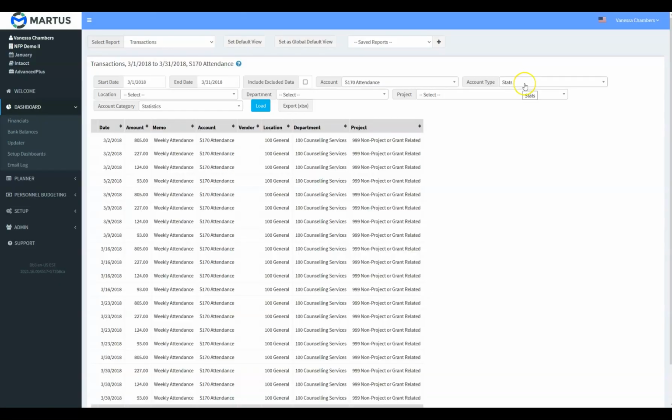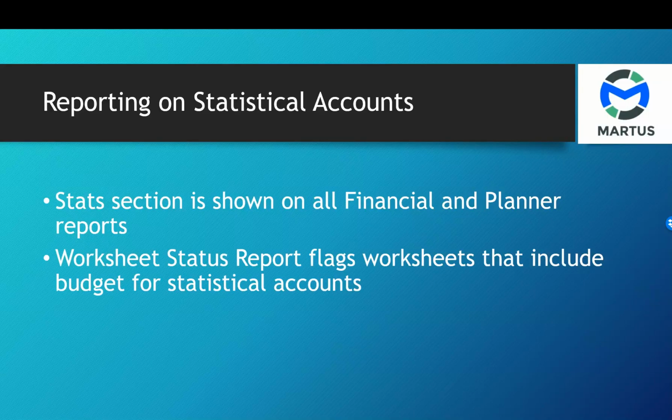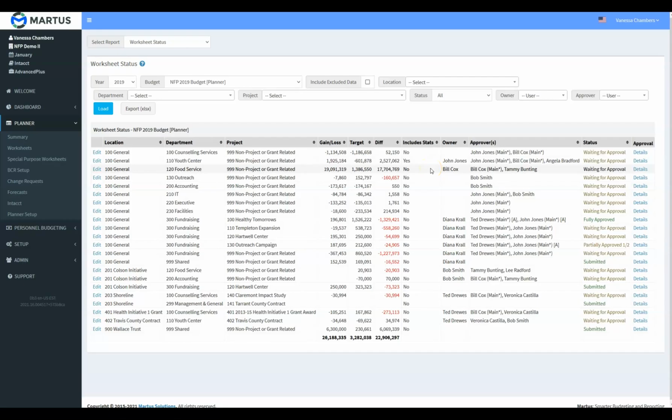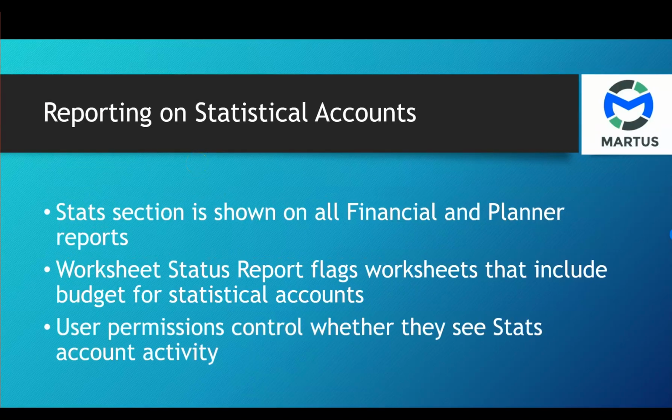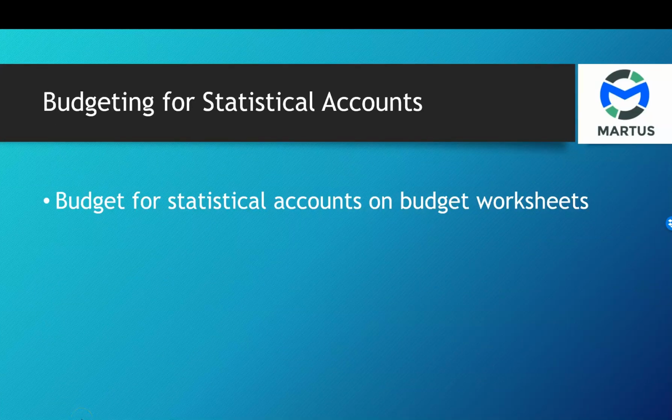You'll also notice that the transaction detail report has a drop-down to limit the report by account type. The worksheet status report even has a special column to indicate worksheets that have stats budgeted on them. And just like GL account data, user access to see information for statistical accounts is controlled by user dimension permissions. You can budget for statistical accounts in all the same ways that you budget for GL accounts.